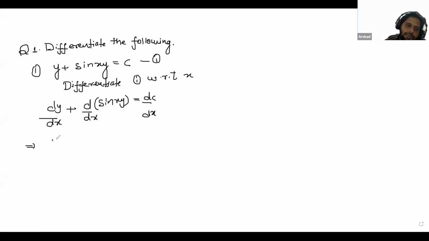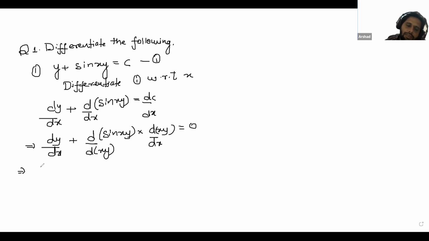Now this is dy by dx. Now again apply the chain rule here. With the sine you have xy. So just write like this: sine xy with respect to xy. Then we will again differentiate xy with respect to x. And this is equal to 0, because the derivative of a constant is 0. Now this is dy by dx.